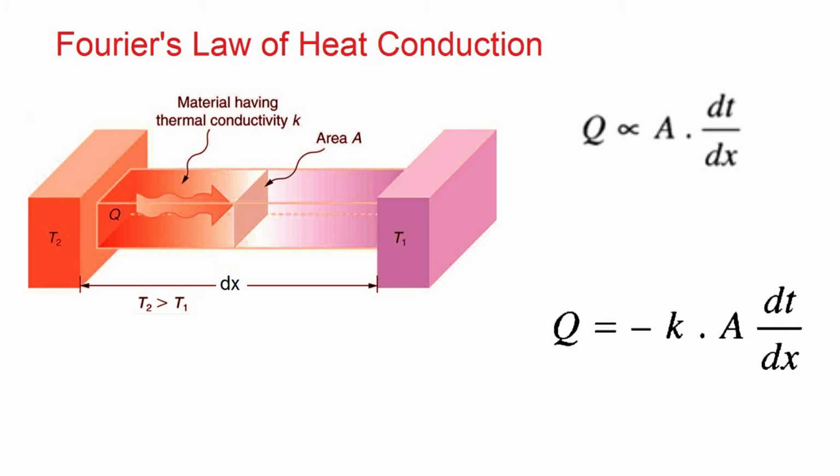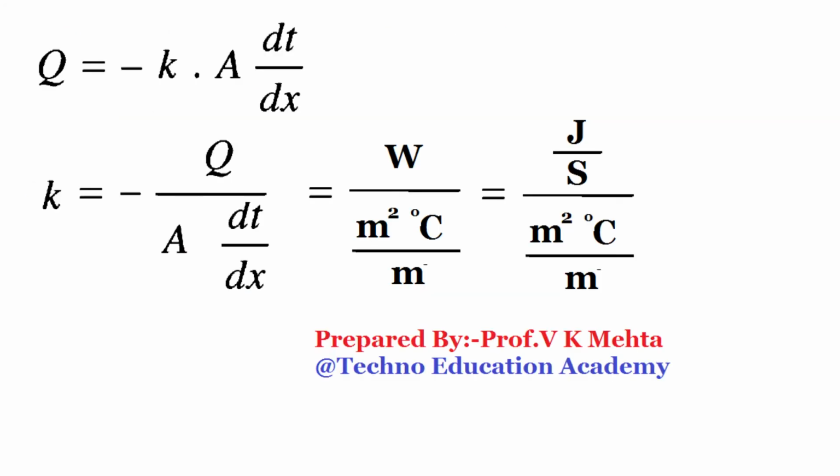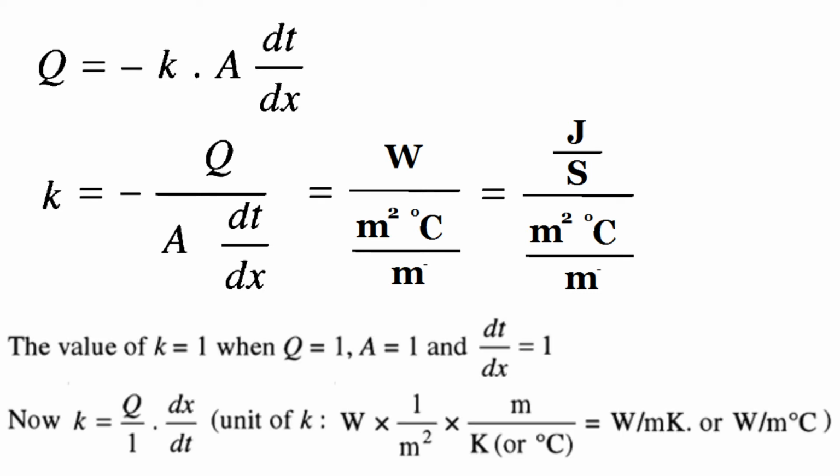Now we rearrange the equation of Fourier law of heat conduction. So we can also write K equal to Q upon A into dT by dx. So the unit of K is watt per meter degree Celsius or watt per meter Kelvin.